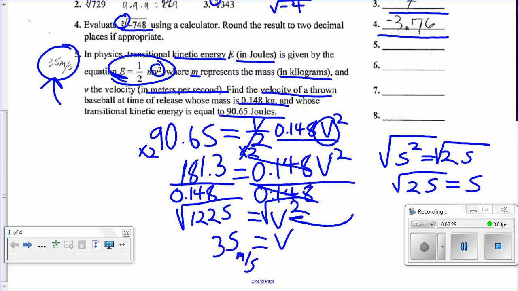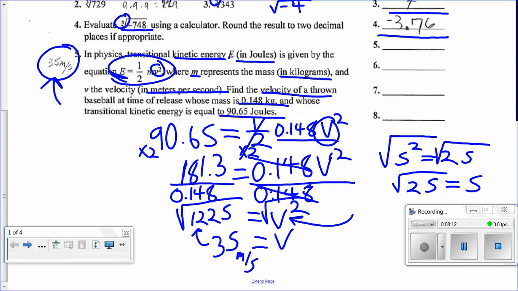Maybe the sticking point was when you got to V squared equals 1,225. But 1,225 just happens to be a perfect square. So when we take the square root of it, it's 35. And you can check that by doing 35 squared, and you will get that. So again, it's just equations. You can do anything you want to an equation as long as you do it to both sides. I won't promise that everything you do will be productive, but as long as you do it to both sides, you haven't done anything wrong.